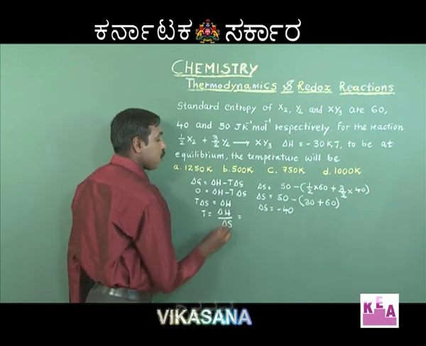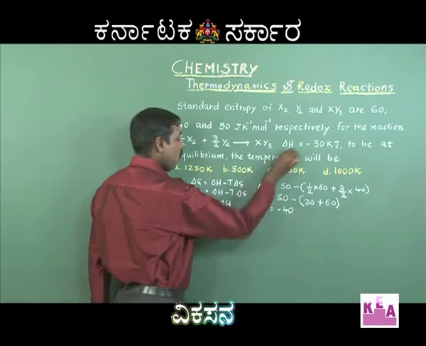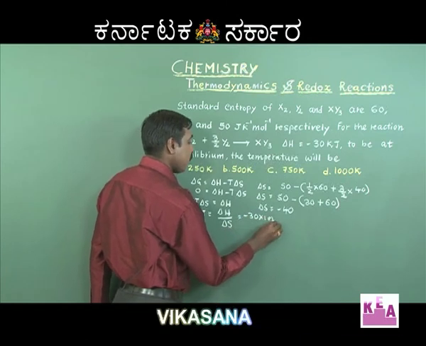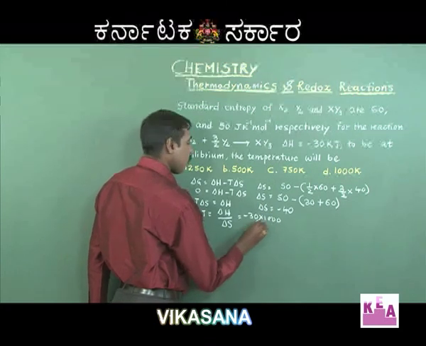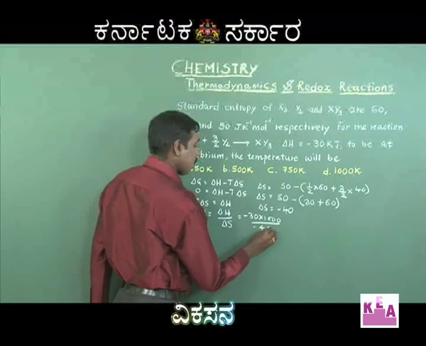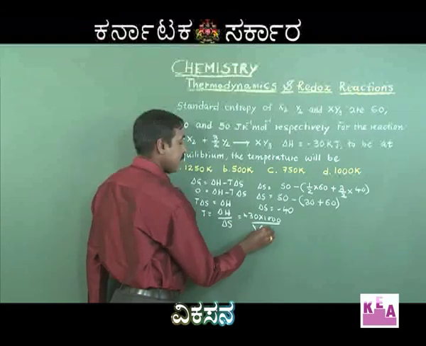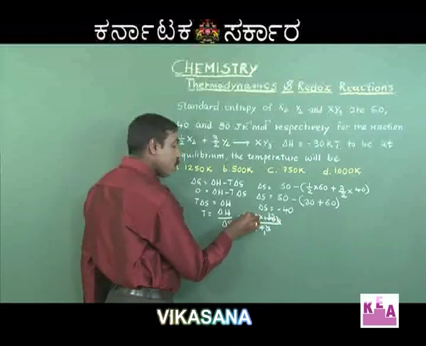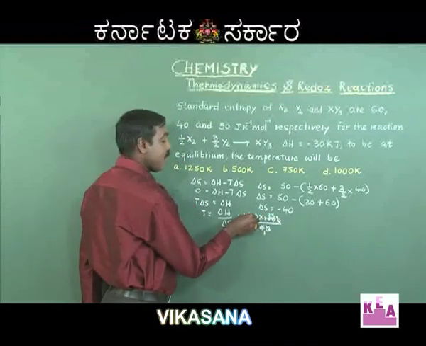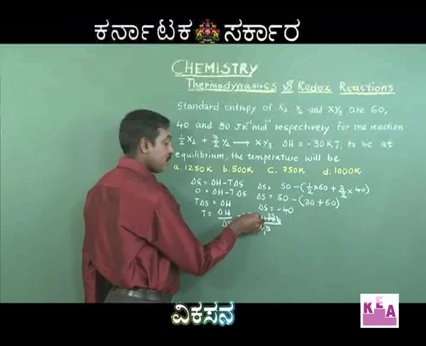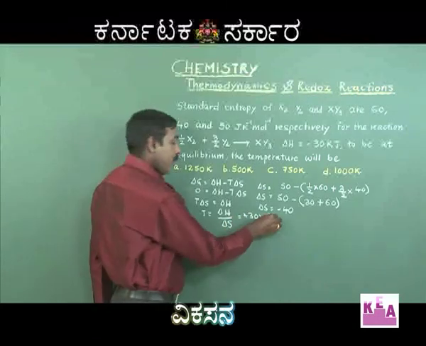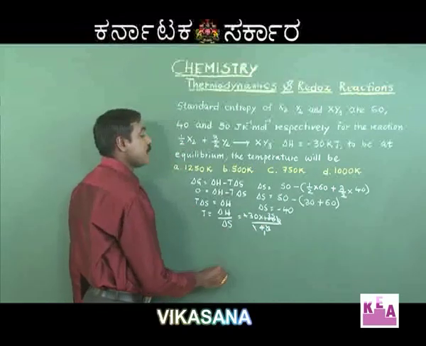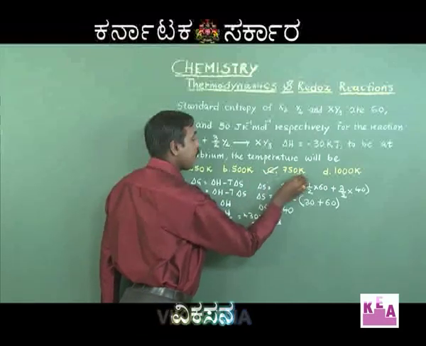Now on substituting it here, delta H was given as minus 30 kilojoule per mole. I will convert into joule per mole as into 1000 divided by minus 40, minus minus gets cancelled, 4 ones are 4, and 25 times. 25 into 30 happens to be 750. 25 into 30 is 750, therefore my right option is option C, 750 Kelvin.